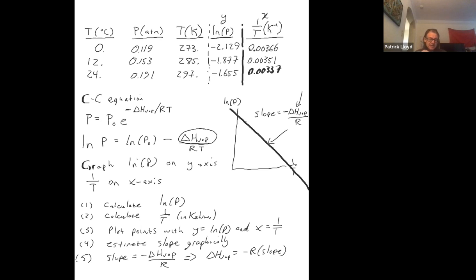So we've already done the first 2, right? We've already done the ln of p calculations. So that's over here, and I put y above it. And we've already done the 1 over t in Kelvin. So that's the x there. So we're really now just ready for step 3, which is to plot those points on a graph, estimate the slope, and then just plug it in to figure out delta H of vaporization.